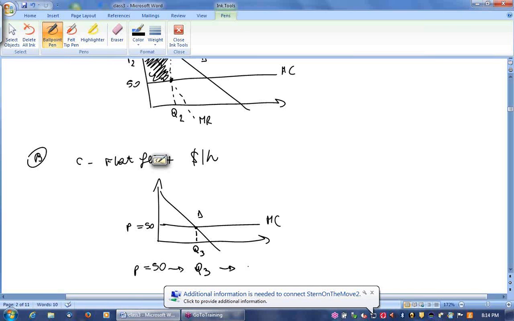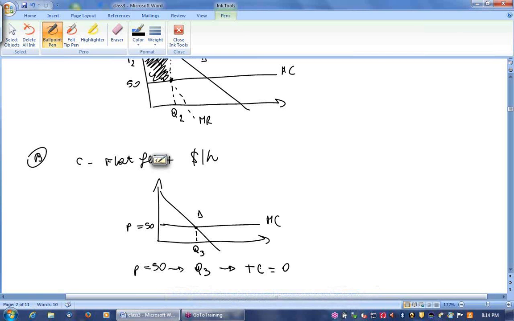So what is the total cost for the monopolist? Sorry, total cost would be 50 times Q3. Okay, so this area is the total cost. So that basically is going to cover his total cost, pricing the hours exactly like the cost. So he's already covering his cost with these profits, but then he can add the flat fee at the beginning.